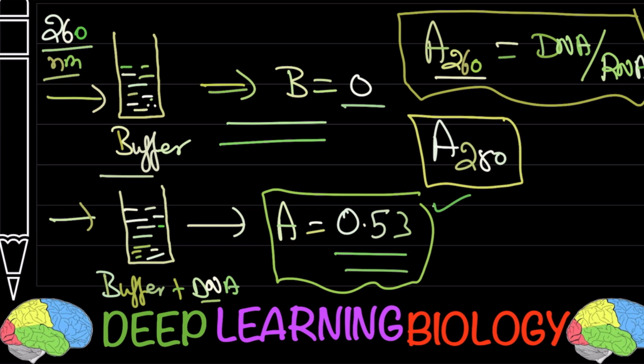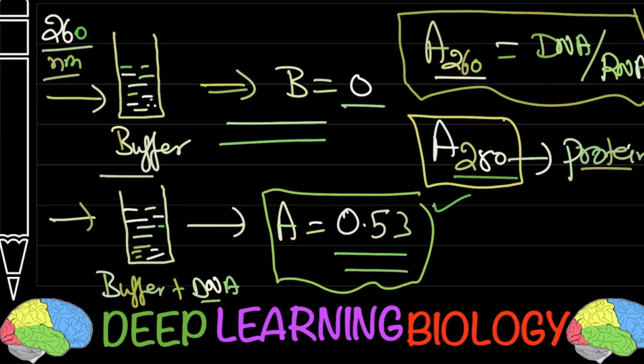So by doing quantification at 260 nanometer, we can easily quantitate what amount of DNA or RNA is present in our sample. Same way, by performing quantification at 280 nanometer, we can easily find what amount of protein is present within our sample. So here, 260 nanometer for DNA and RNA, 280 nanometer for proteins.